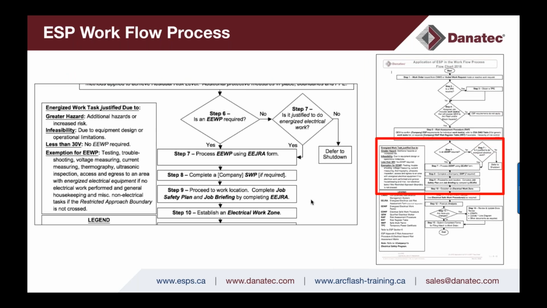Now, step 6 is the energized electrical work permit requirement within Z462 and 70E. So this is a separate requirement from completing the risk assessment procedure. The qualified electrical worker has to determine if the discrete energized electrical work task requires an energized electrical work permit or not. They need to process the permit.